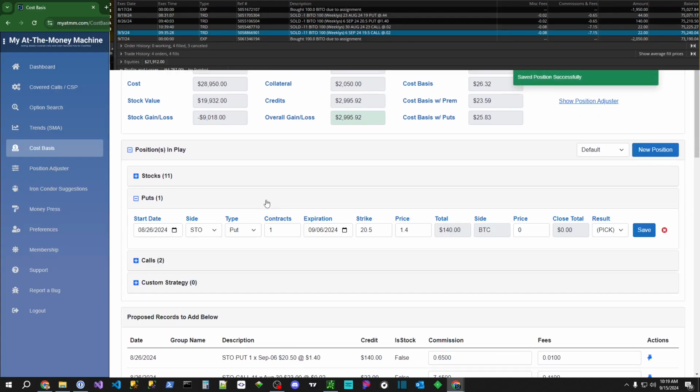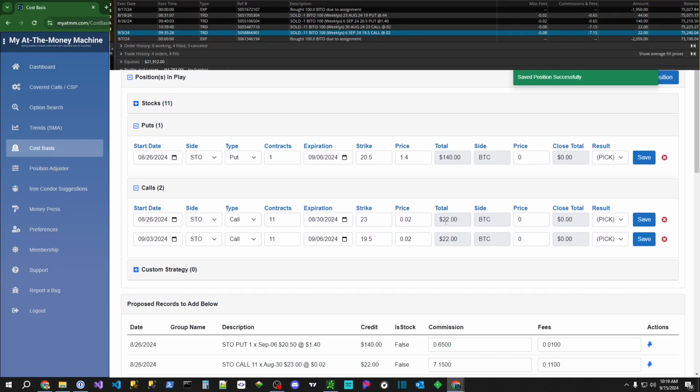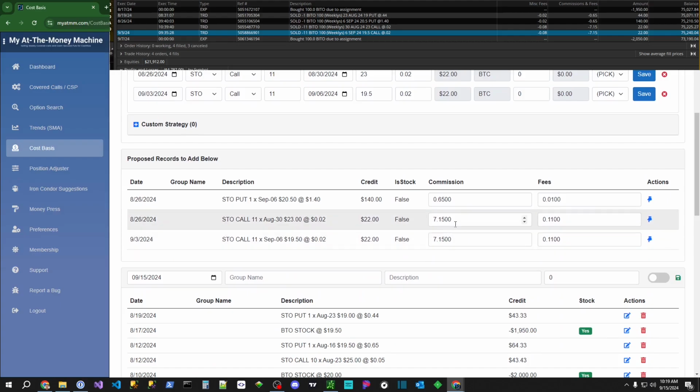There we go. And if I expand these 2 groups, you can see them right here. Obviously, they have all expired, so we will clear them out here in a second. But first, we need to make sure the transactions are retained in the permanent transaction history down here. Here's the proposed records to add.